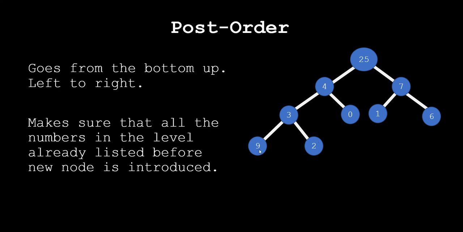So we're going to say 9, 2, 3. So we say the left, right, middle. So 9, 2, 3. Here we have to say the right before we can say 4, right? So we say 9, 2, 3, 0, 4. In order to say 25, we have to say this side of the tree. So in this side of the tree, it's going to be 1, 6, 7. And then we'll be able to say 25. So we're going to have 9, 2, 3, 0, 4, 1, 6, 7, 25.